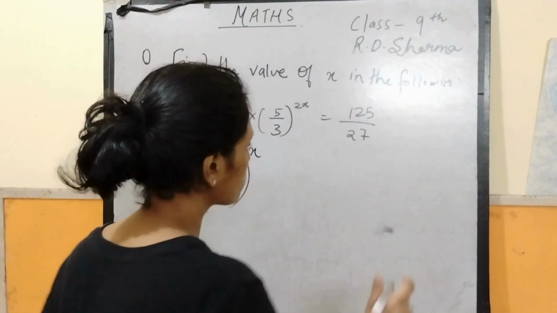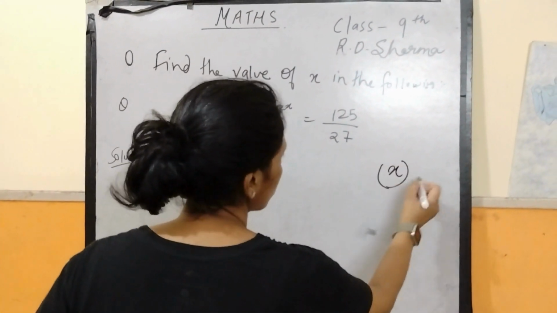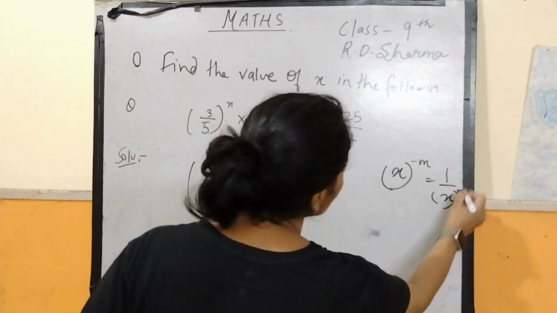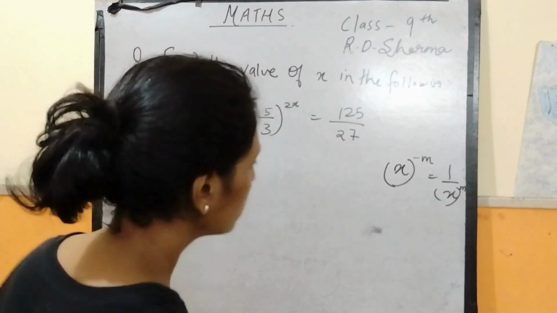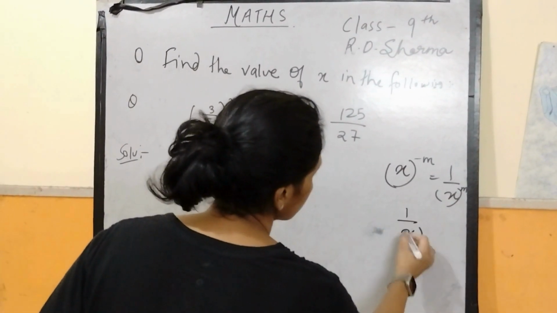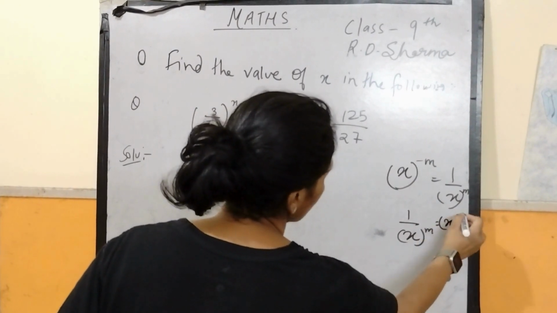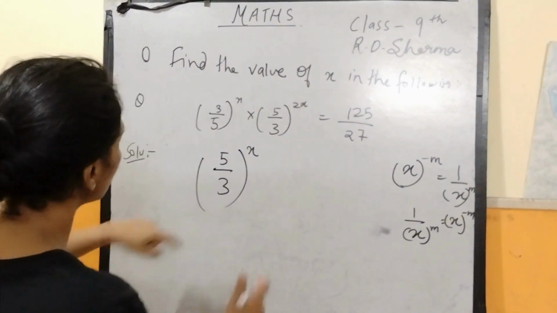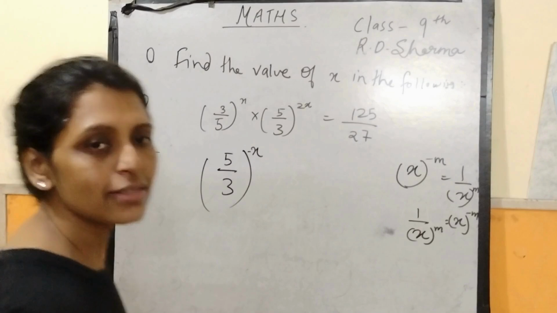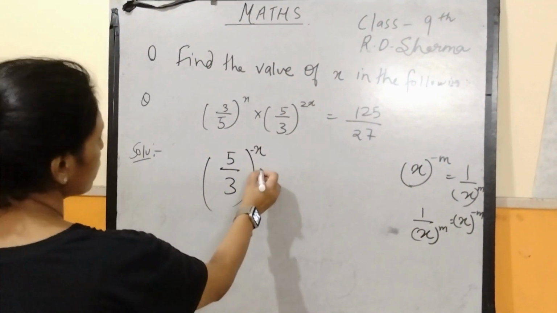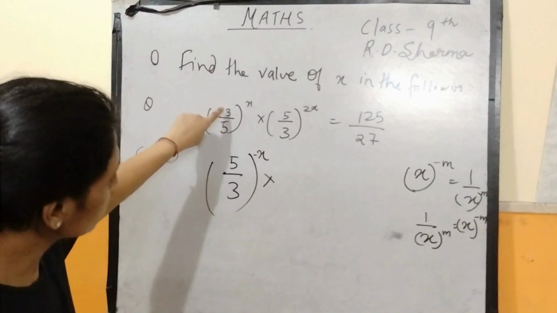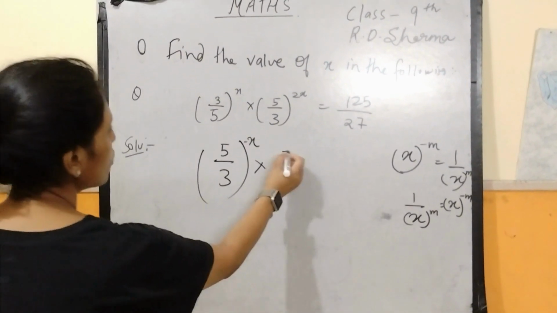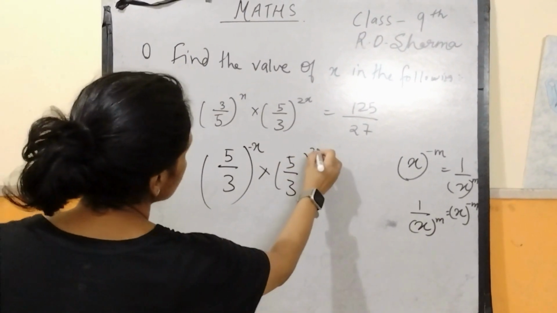According to the laws of exponents, x raised to power minus m is equal to 1 upon x raised to power m, or vice versa. 1 upon x raised to power m can be written as x raised to power minus m in either way. So we can write (5/3) raised to minus x, because we have to show that 3/5 will change to its reciprocal 5/3, into (5/3) raised to power 2x.